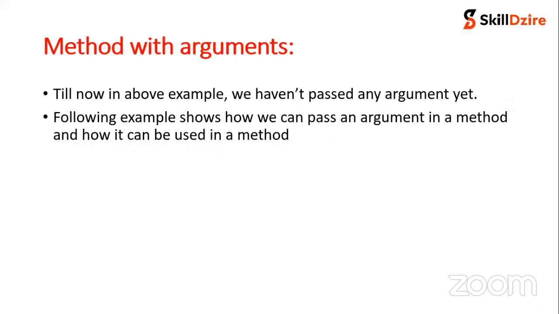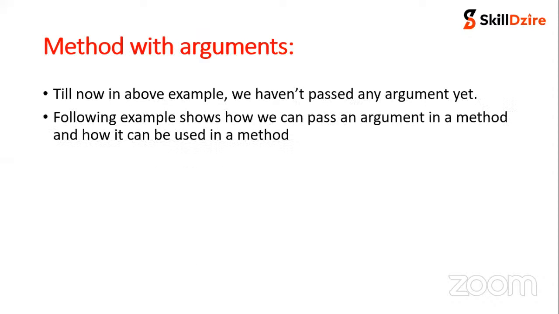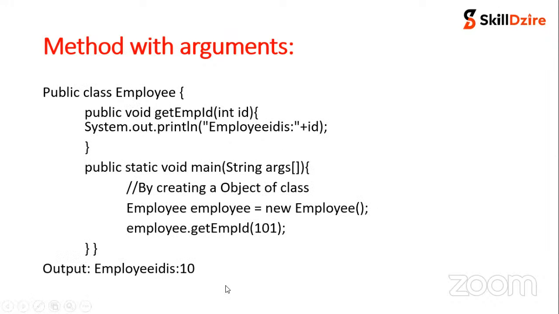Now, method with arguments. Till now we have seen just a simple method. In the getSalary method, we have not passed any parameter. What is a method with an argument? See the next example. This is public class Employee, again the Employee class. Here we are writing one non-static method, getEmpId, meaning get employee ID, and we are passing one parameter.